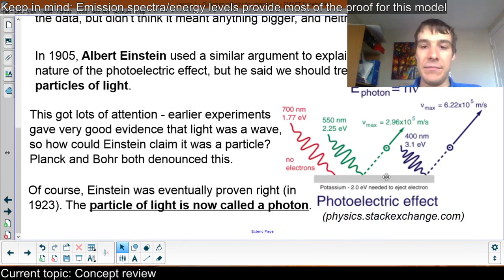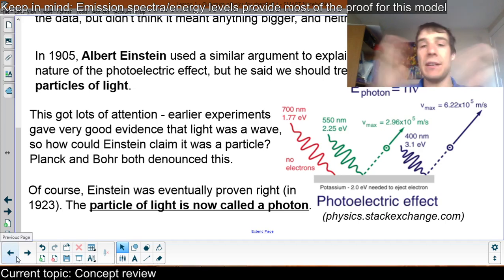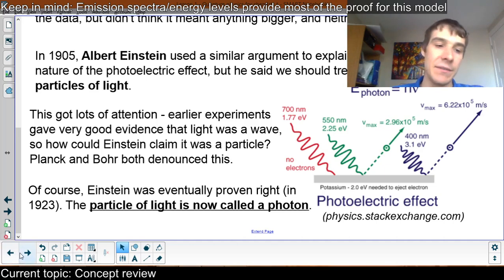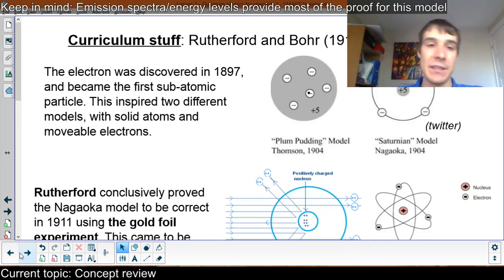And using the photoelectric effect to prove it. And that's where we get the idea of photons, that light can be treated as a particle when we're talking about small amounts of light that are hitting a surface, or an atom, for example.